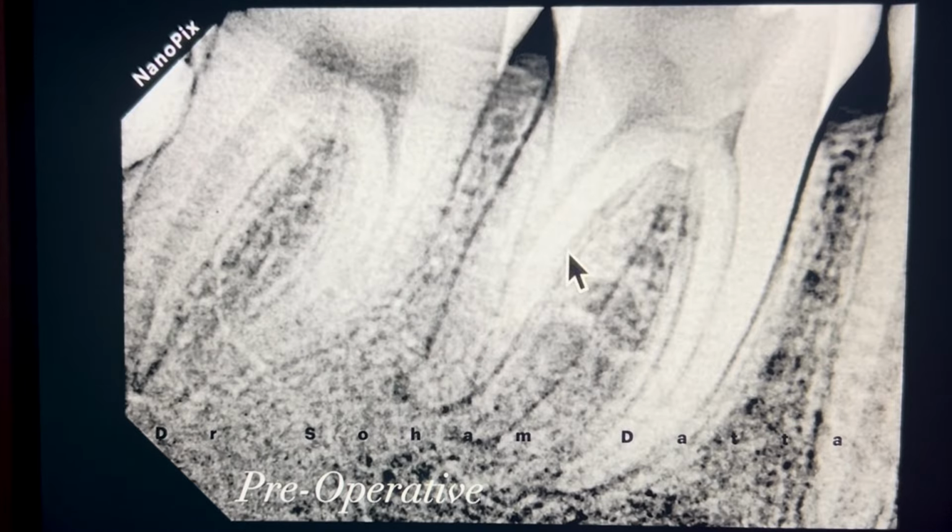Now if you follow the pedial shadow, here is another shadow of pedial. This one is another shadow of pedial, and mostly it is an extra distal root. There is a distolingual root here. So it is another case of Radix entomolaris.